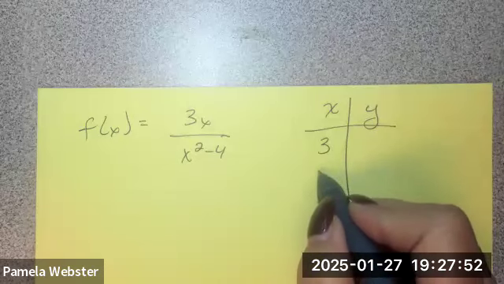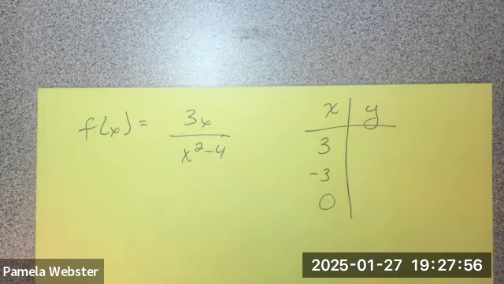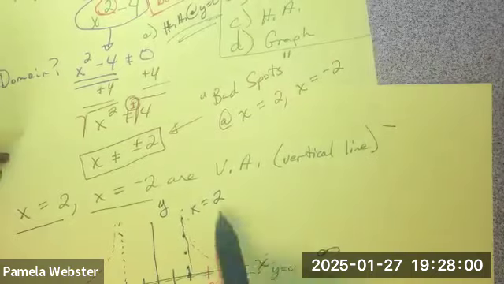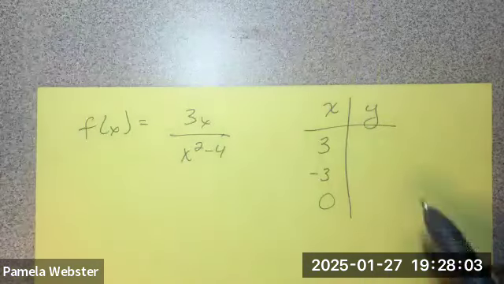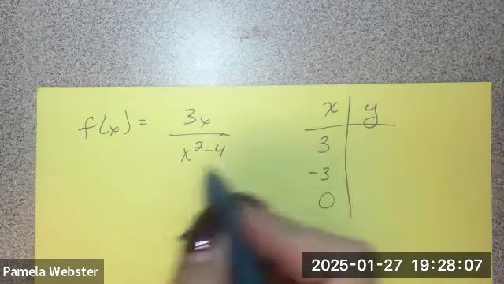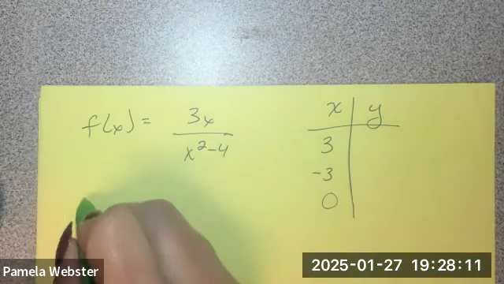I'm going to pick 3 because it's on the positive side, -3 because it's on the negative side, and 0 because it's right in the middle. There are 3 pieces, right? 1, 2, 3. So I'm going to pick 3 points. You can pick more if you want to, but you don't need to. So real quickly, let's evaluate this. Put in the 3.